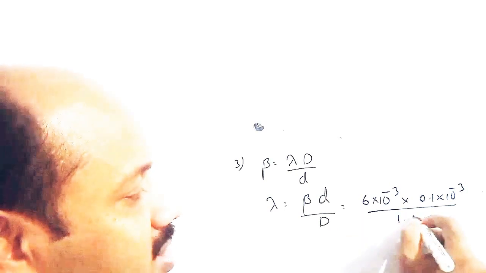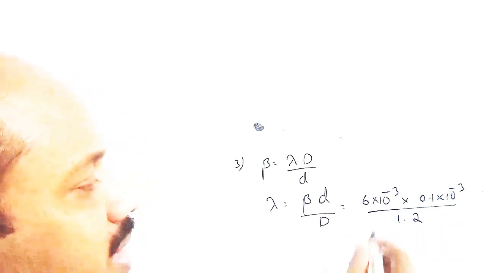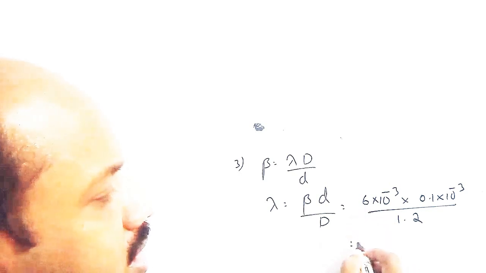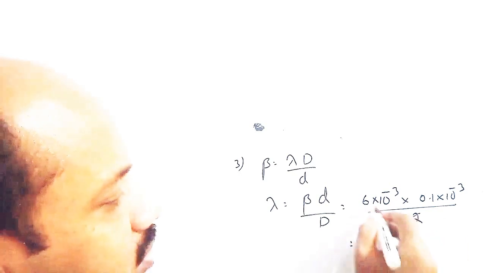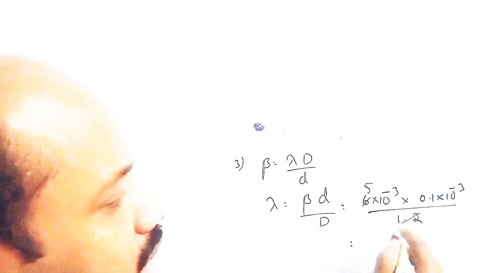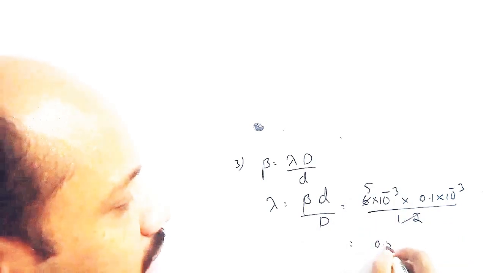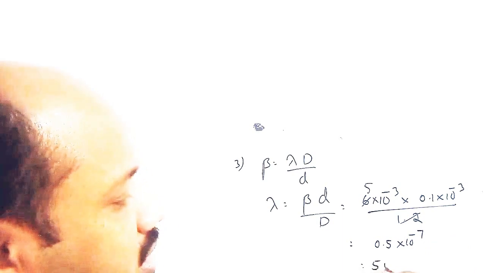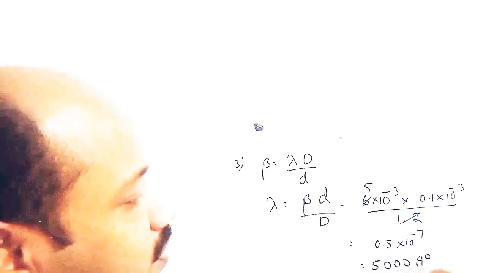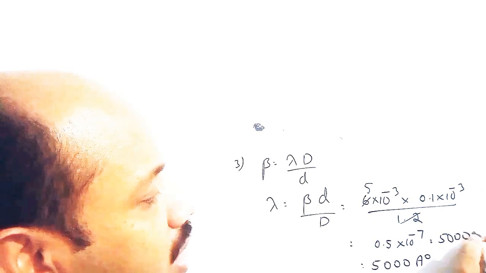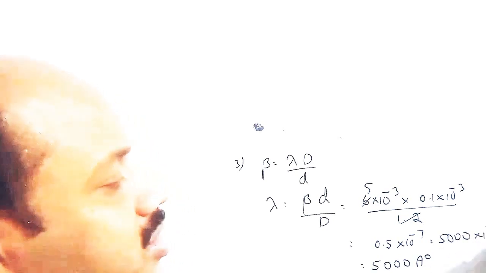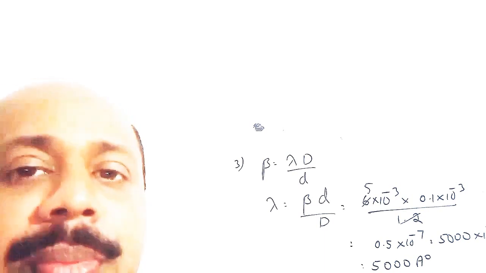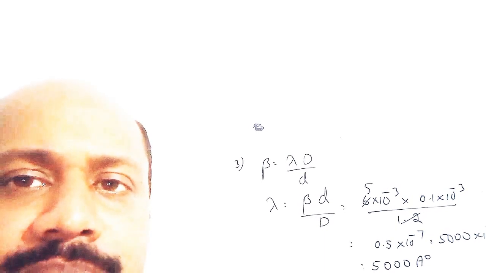Capital D is the distance from slit to screen, that is 1.2. Now if you are taking this as 0.6, you can say this is 5, right? 1.2, this is 5. Now this is 0.5 into 10 raised to minus 7. Yes, that is 5000 angstrom. This is 5000 into 10 raised to minus 10 meters. Now it is 5000 angstrom. Answer is 2.